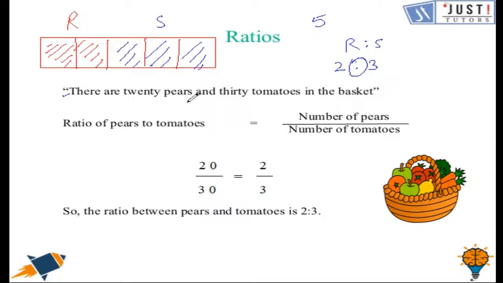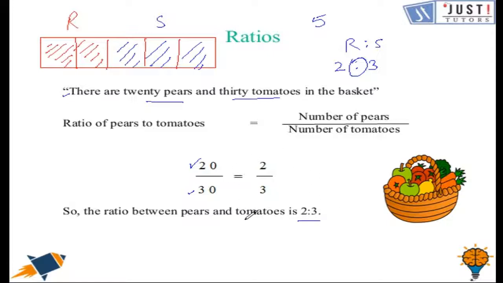In this example there are 20 pears and 30 tomatoes. We need to find ratio between them. So ratio of pears to tomatoes can be written as number of pears upon number of tomatoes. So number of pears is 20, number of tomatoes is 30. We can divide it by 10, so we will get 2/3. That will be the ratio, 2:3.